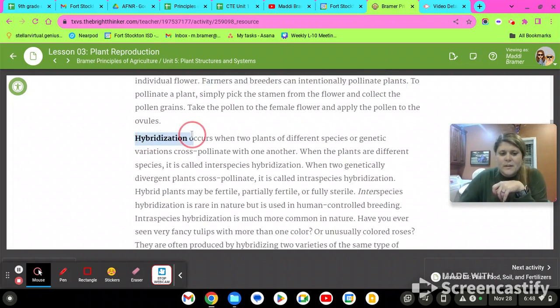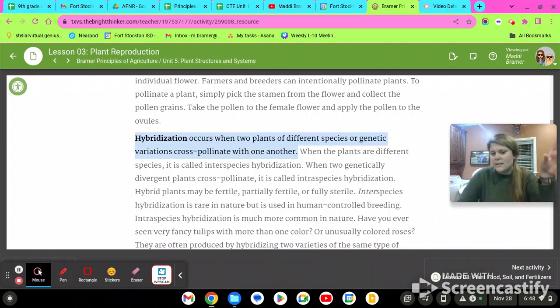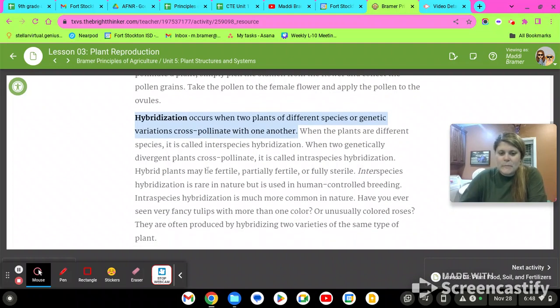Hybridization, that occurs when two plants of different species or genetic variations cross-pollinate with one another. So when the plants are different species, it's interspecies hybridization. So that is just when two different plants are going to pollinate with one another. And typically scientists are going to do this on purpose.